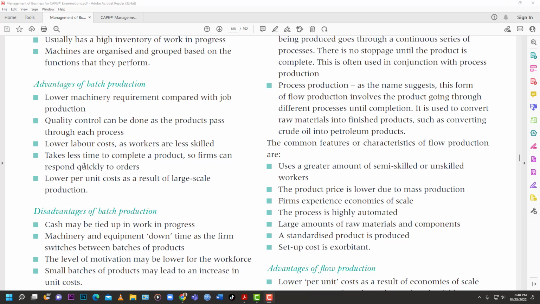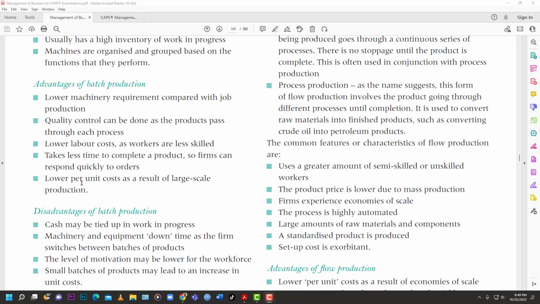Takes less time to complete a product, so firms can respond quickly to orders. So what I'm saying is that compared to other, like job, it takes less time to fulfill a batch. So that means turnaround is fast. That batch done, next batch up. That batch done, next batch up. Because it's a relatively faster process than job.